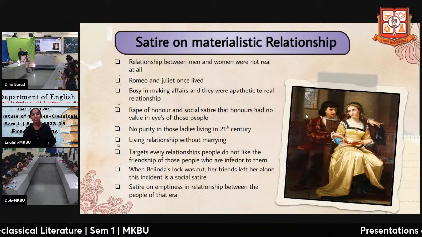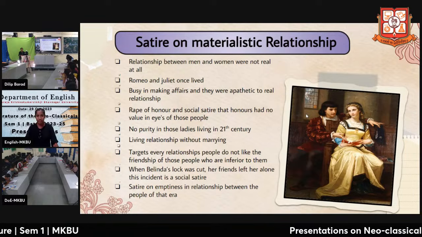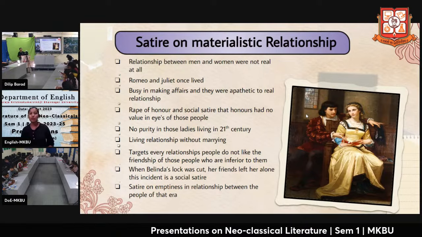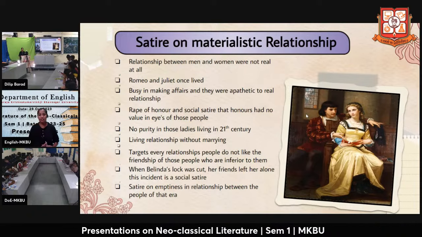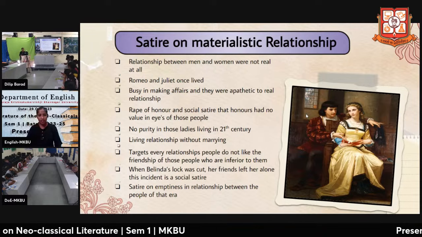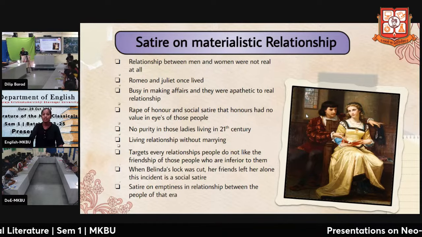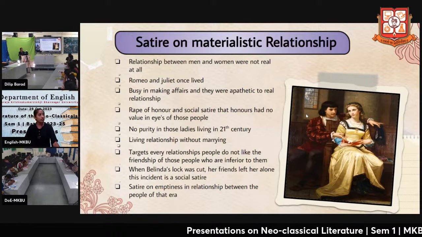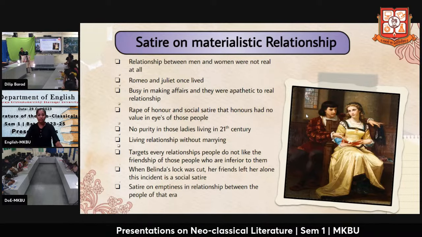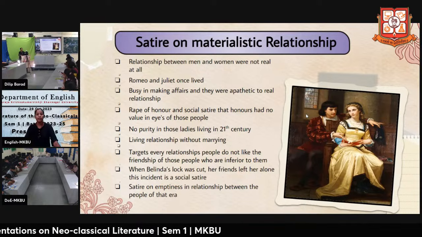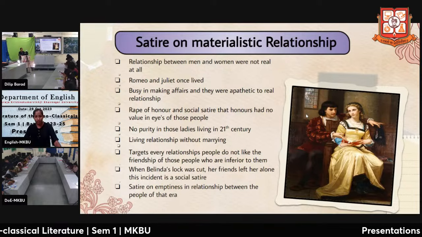Then, satire on materialistic relationships. The relationships between men and women were not real at all. For example, Romeo and Juliet once lived. They showed that they were busy in making affairs and apathetic to real relationships. Rape of honor and social satire: honor had no value in the eyes of those people.